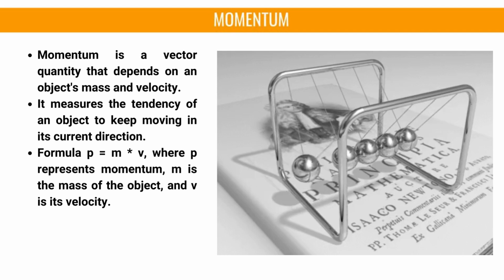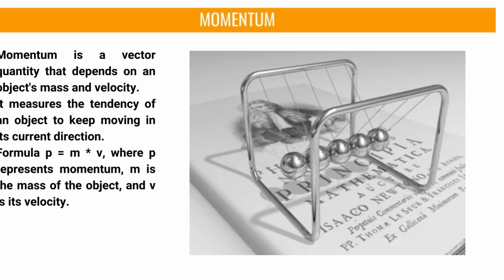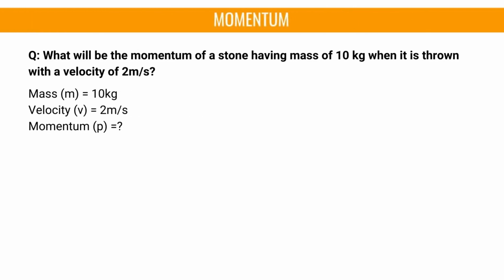We'll learn how to calculate momentum using the formula P equals m multiplied by v, where P represents momentum, m is the mass of the object, and v is its velocity. We'll work through several examples to demonstrate the calculation process effectively. Let's do some numericals on momentum.